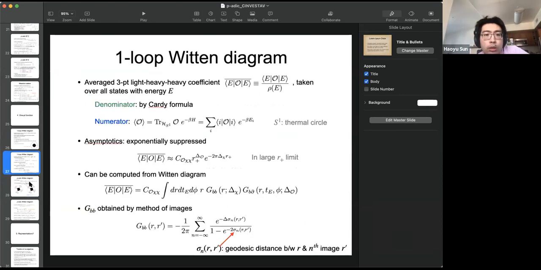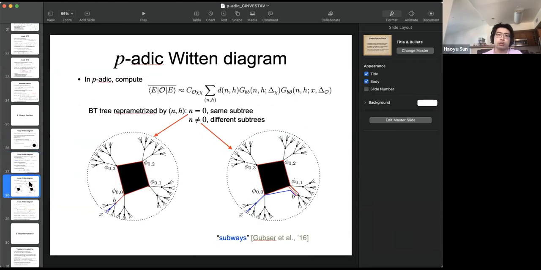Okay, so let's turn to the p-adic setting. In p-adic, due to the discreteness of the bulk, we cannot do integration, and instead we do a summation as follows. To be more convenient, we reparameterize the Bruhat-Tits tree by these two parameters. n is a p-adic number, zero or non-zero, and h, as usual, is the depth on the Bruhat-Tits tree. For n equal to 0, for the boundary-to-bulk propagator, it means that the boundary point x and the bulk point on the horizon are on the same subtree, as follows.